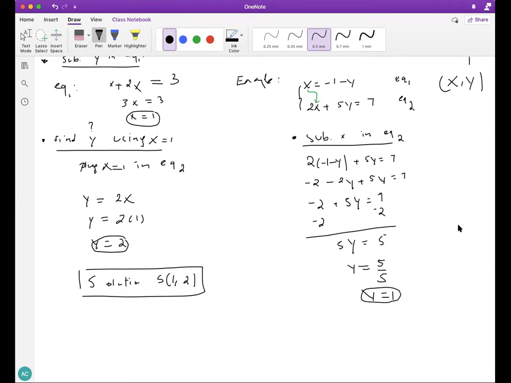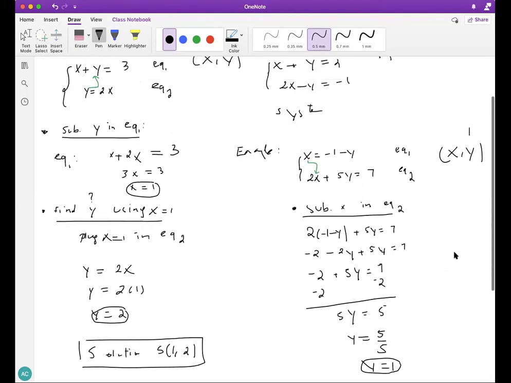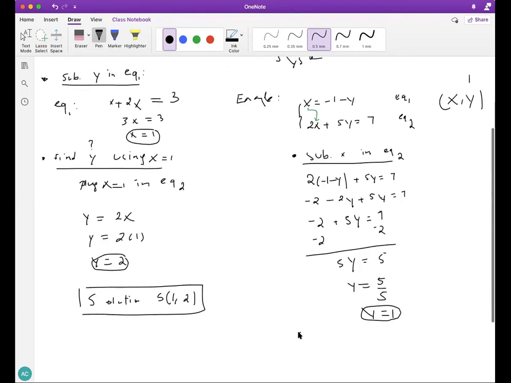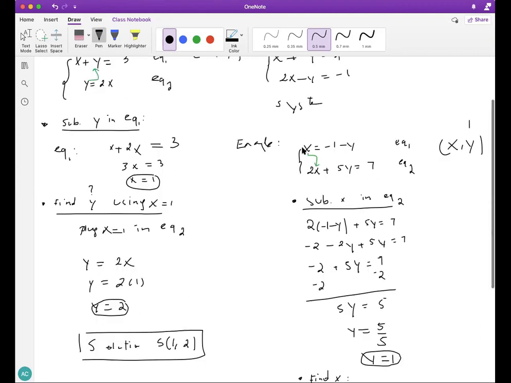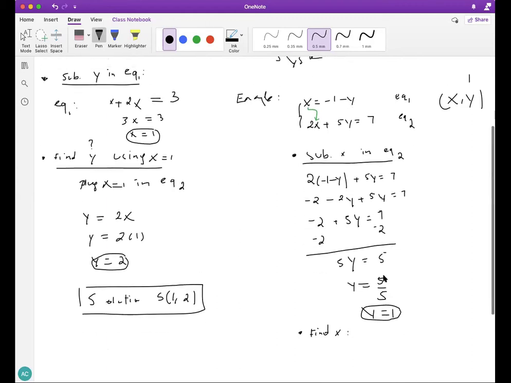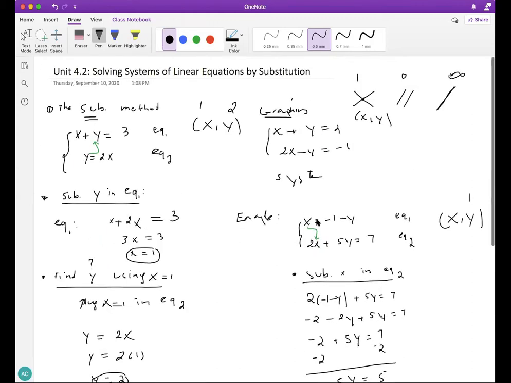Plug y in equation 2? Exactly. We'll need to find x. So we have y, which is 1. We still need to find x. To find x, this is x. It's equal to -1 minus y. Luckily, now we have y, so we're just going to plug the y here. Substitute it here, then we have our x.